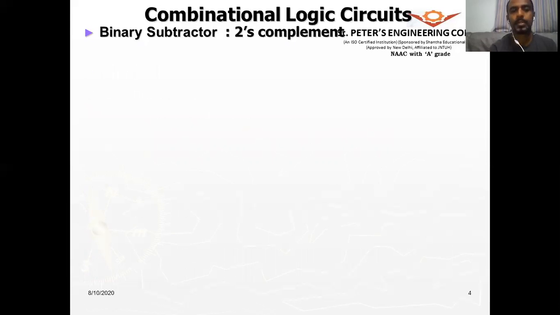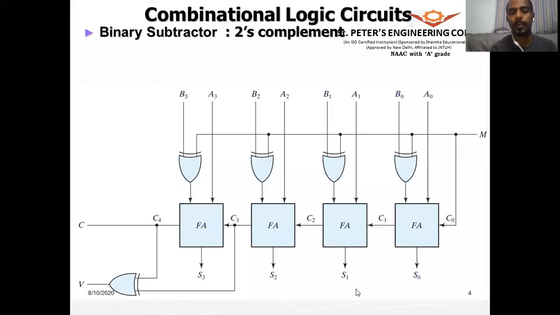So therefore, you see that I am taking the same full adder. Now, why do we call it a full adder? Because it can take the carry from the previous addition, right? That is why it is called a full adder. So if you can recall. All right. So therefore, I have this same full adder circuit with extra XOR gates.